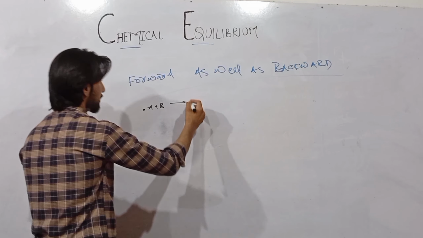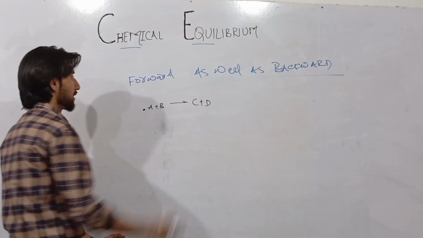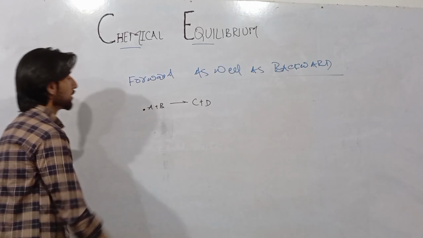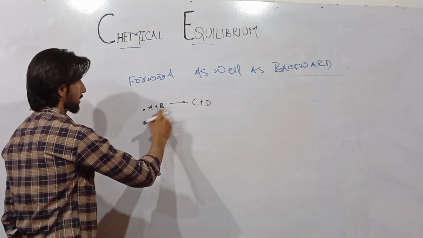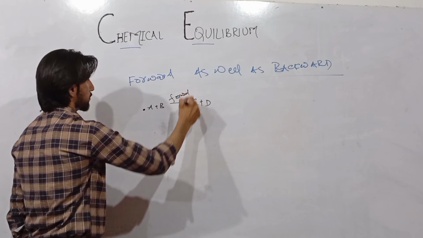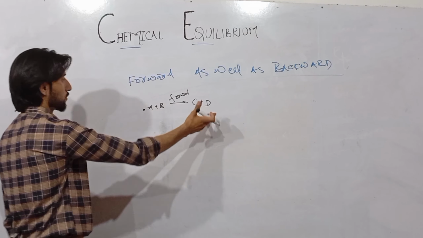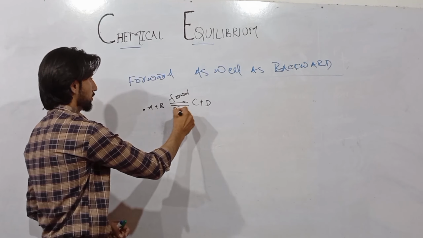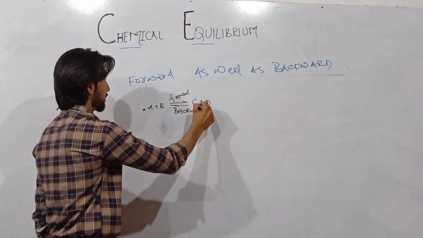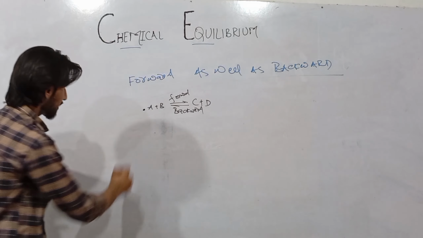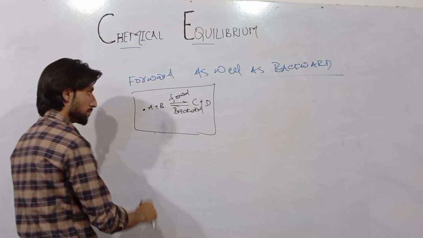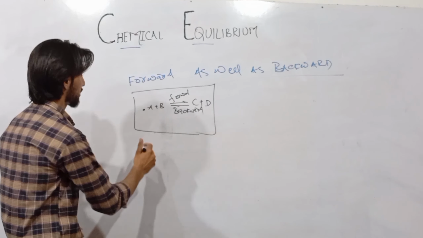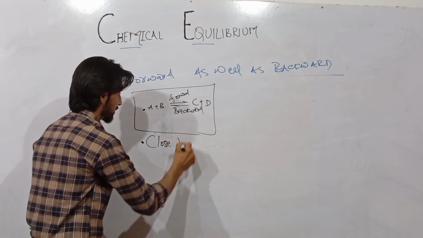Like A plus B combine to form C plus D. Suppose I would say, as is present everywhere in the books, A plus B forms product. This is the forward reaction. But in the backward reaction, these products combine to form the reactants back. So it is represented by such arrows, and I would write backward. Such reactions must occur in a closed vessel, so the first necessity for such a reaction is a closed vessel.